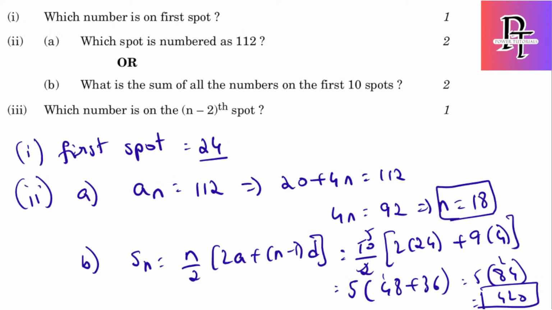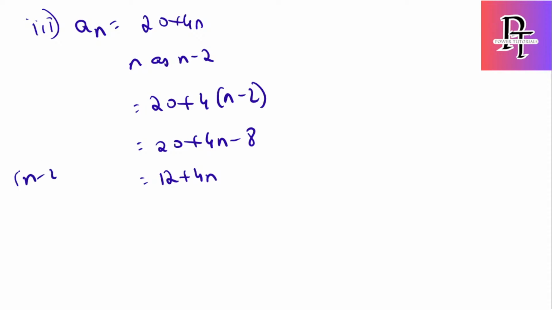n minus 2 spot is equal to 12 plus 4n. Okay, let's solve the last question.